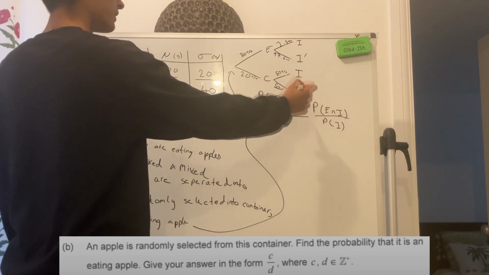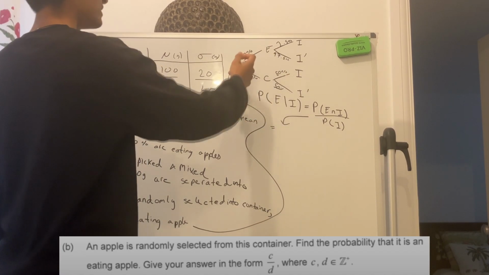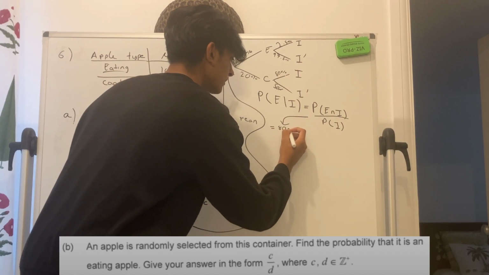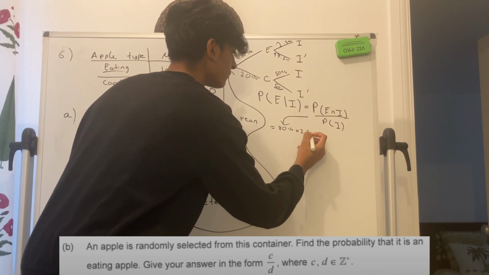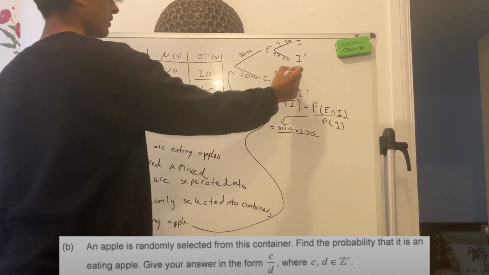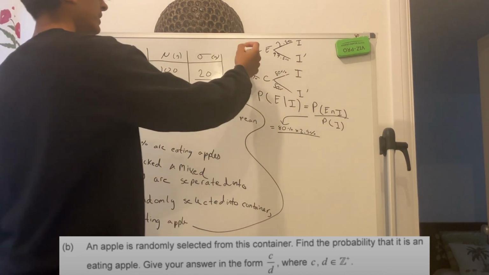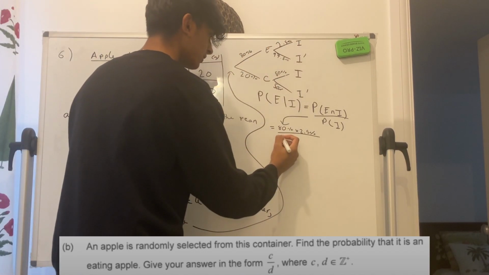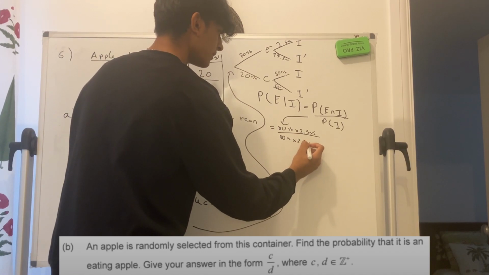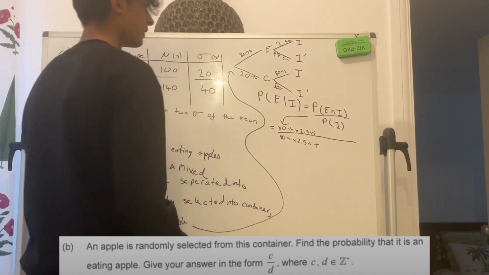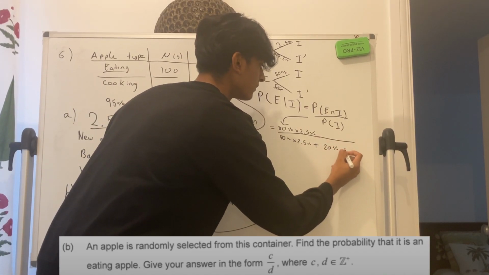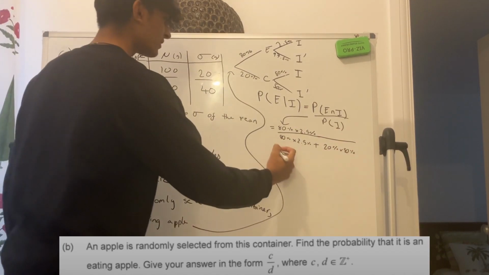So P of E and I is simply 80% times 2.5%, over P of I, which is going to be this plus this, because that's everything related to I. So it's going to be 80% times 2.5% once again, plus 20% times 50%.